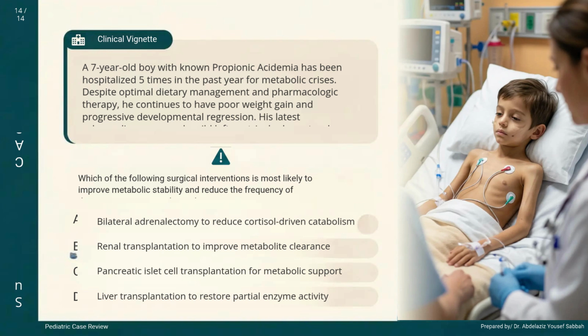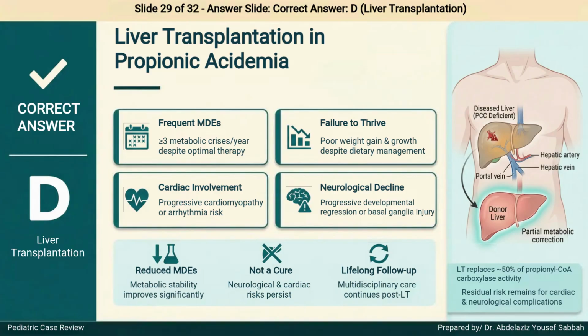Option A. Bilateral adrenalectomy to reduce cortisol-driven catabolism. Option B. Renal transplantation to improve metabolite clearance. Option C. Pancreatic islet cell transplantation for metabolic support. Option D. Liver transplantation to restore partial enzyme activity. The correct answer is option D. Liver transplantation to restore partial enzyme activity.